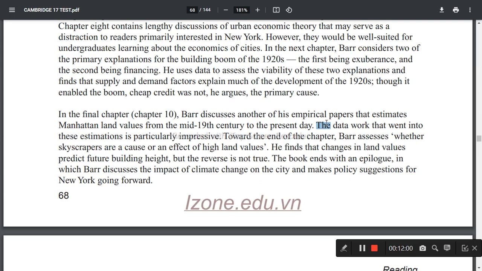The book ends with an epilogue in which Barr discusses the impact of climate change on the city and makes policy suggestions for New York going forward.